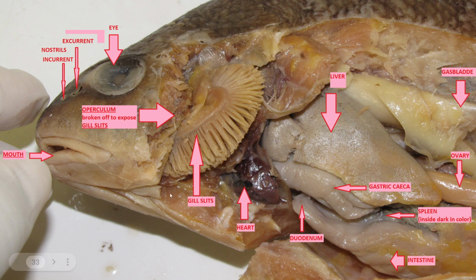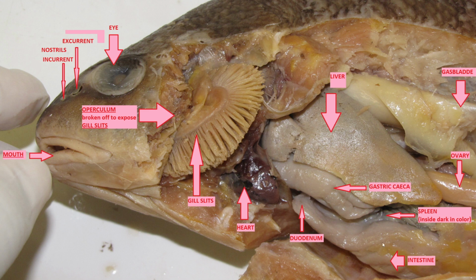Here is an up-close view of some of the structures that we haven't seen and some that we have. Mouth, nostrils, eye, operculum, broken because it's a cover to reveal the gill slits below, heart, liver, gastric ceca. In the previous image, the liver was dissected out so we could see other parts of the fish's GI tract, like the stomach, which would be under the gastric ceca and the liver. Spleen, which would be inside, it's this kind of darker color here.